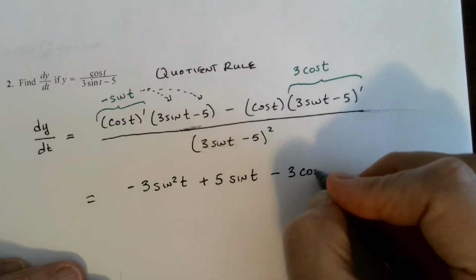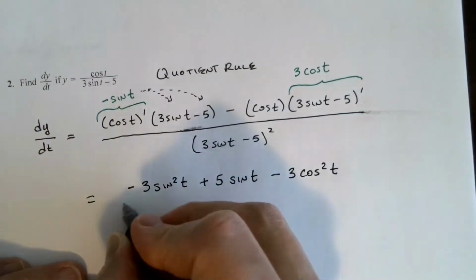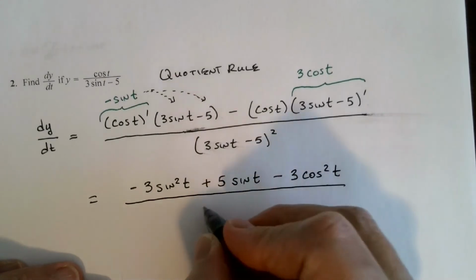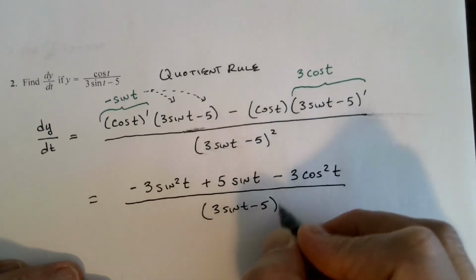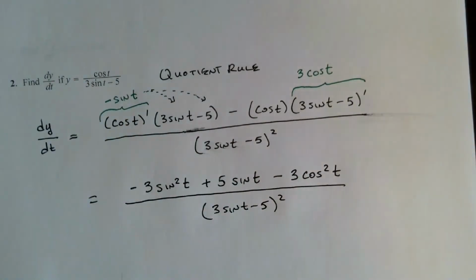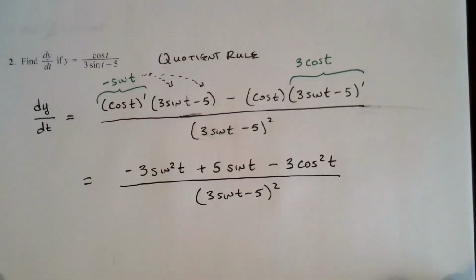Cosine t is 3 cosine squared t, minus 3 cosine squared t. So simplified that. Well, can I simplify that? Can I combine any like terms? No. But there is something I can do. Does anyone see something very interesting there?